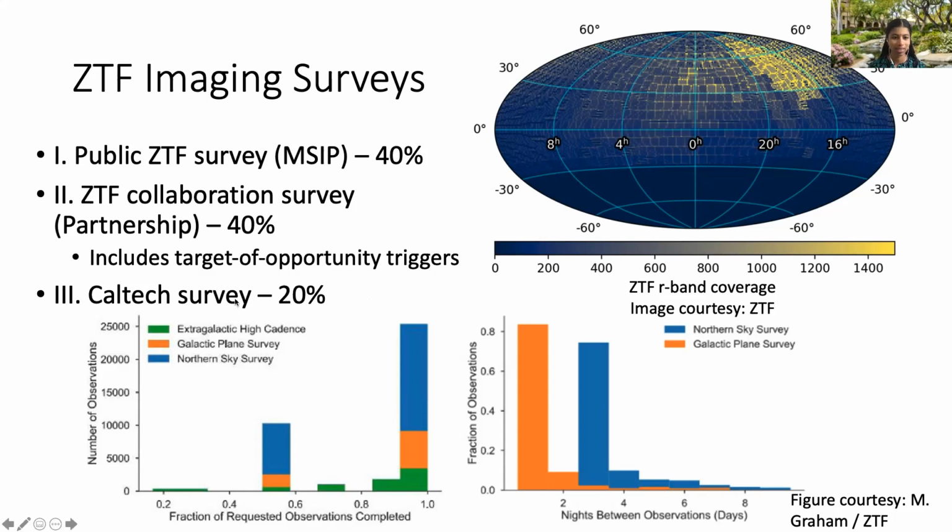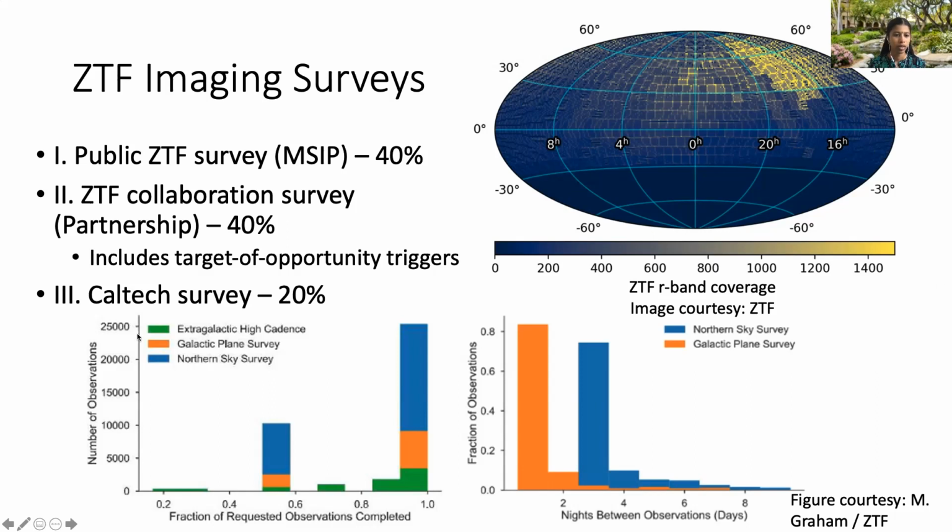And finally, there's the extragalactic high cadence survey, which attempts to look at one subset of fields at a high cadence. And this is aimed at the systematic discovery of fast fading transients or fast evolving transients. And amongst those are kilonovae, which is what I work on.